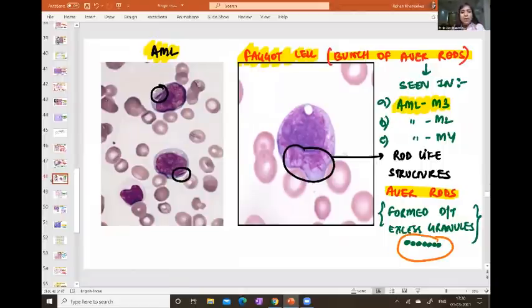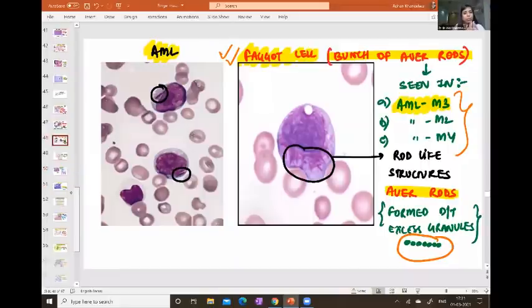And a cell which is full of Auer rods is called a Faggot cell. That cell is named a Faggot cell, correct? A question which is directly asked is, Auer rods are seen in? The answer is going to be AML M2, M3, M4, but they are maximally seen in AML M3, that is acute promyelocytic leukemia, correct? Next.